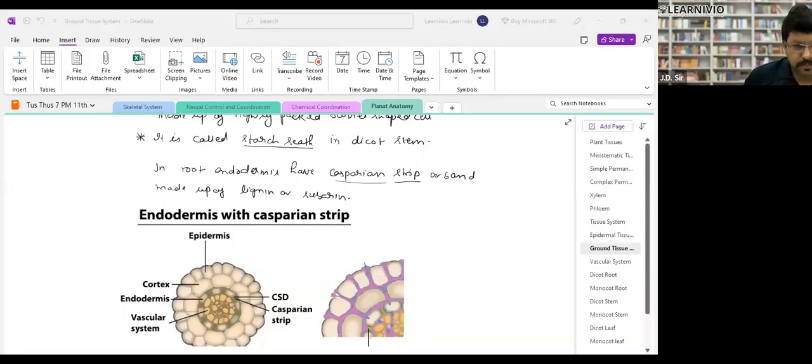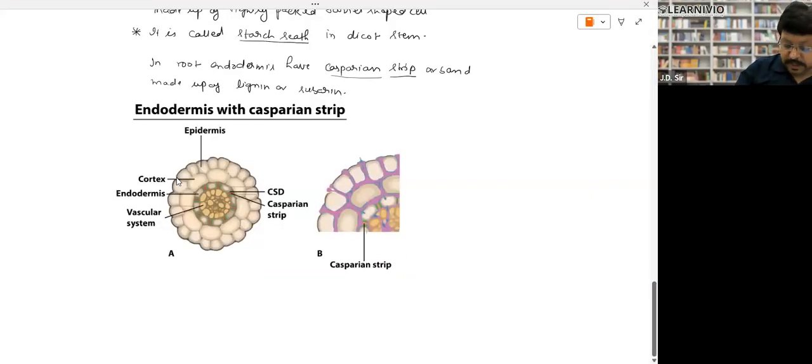Try to understand. Look, endodermis. This is the diagram of endodermis with Casparian strip. Look, this is the cortex, right? This is the endodermis. Between these are the endodermal cells. They are the barrel-shaped cells, right? And between the cells, you can find there is a Casparian strip. This is the Casparian strip.